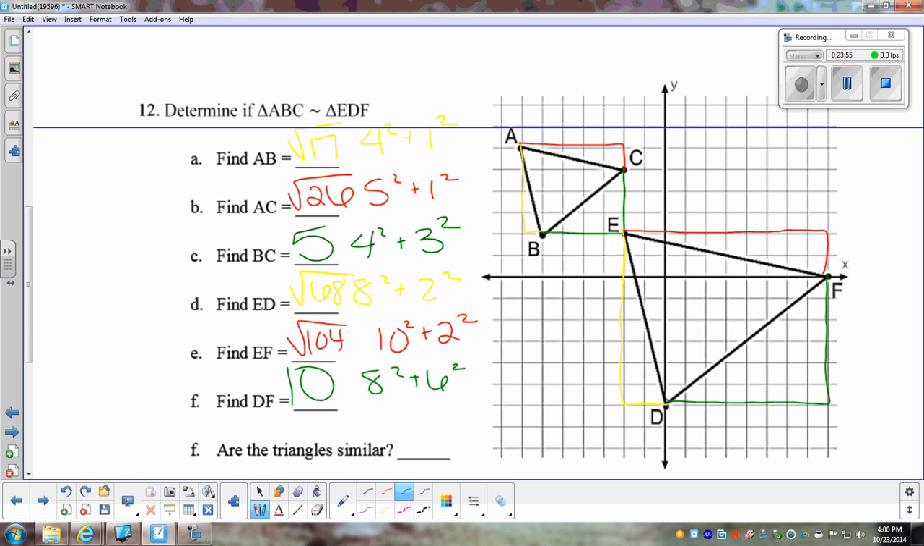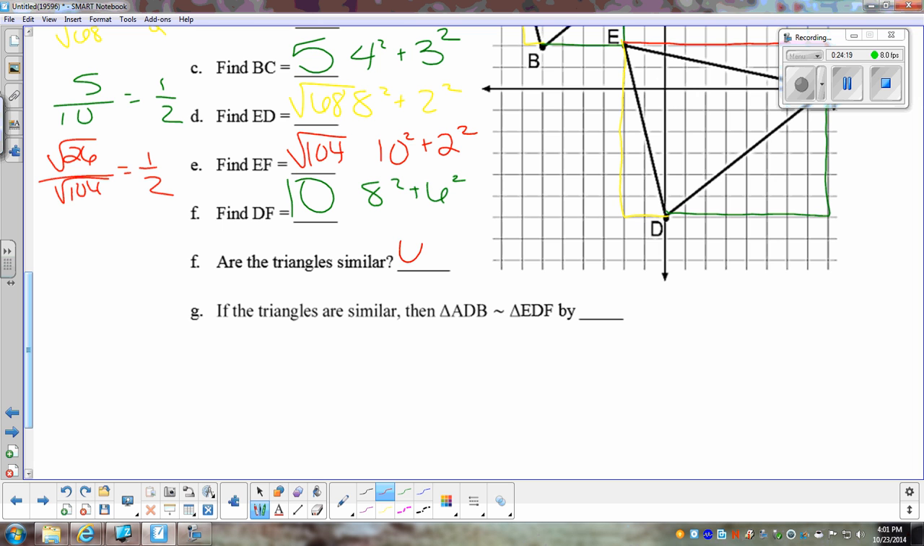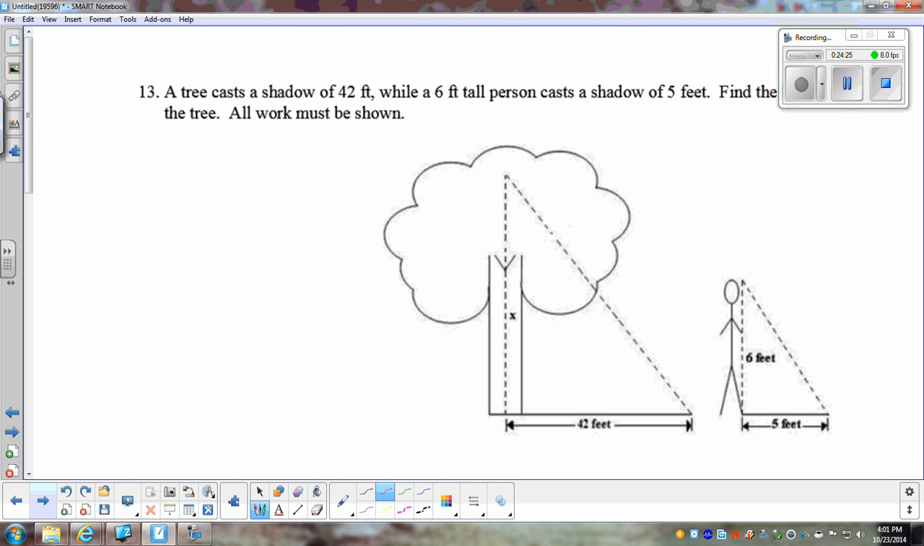which is 10. So when I make my ratios, the square root of 17 over the square root of 68 gives me 1/2. 5 over 10 equals 1/2. The square root of 26 over the square root of 104 gives me 1/2. So all of my proportions are the same, so these triangles are similar by side, side, side similarity. Next page. Number 13.